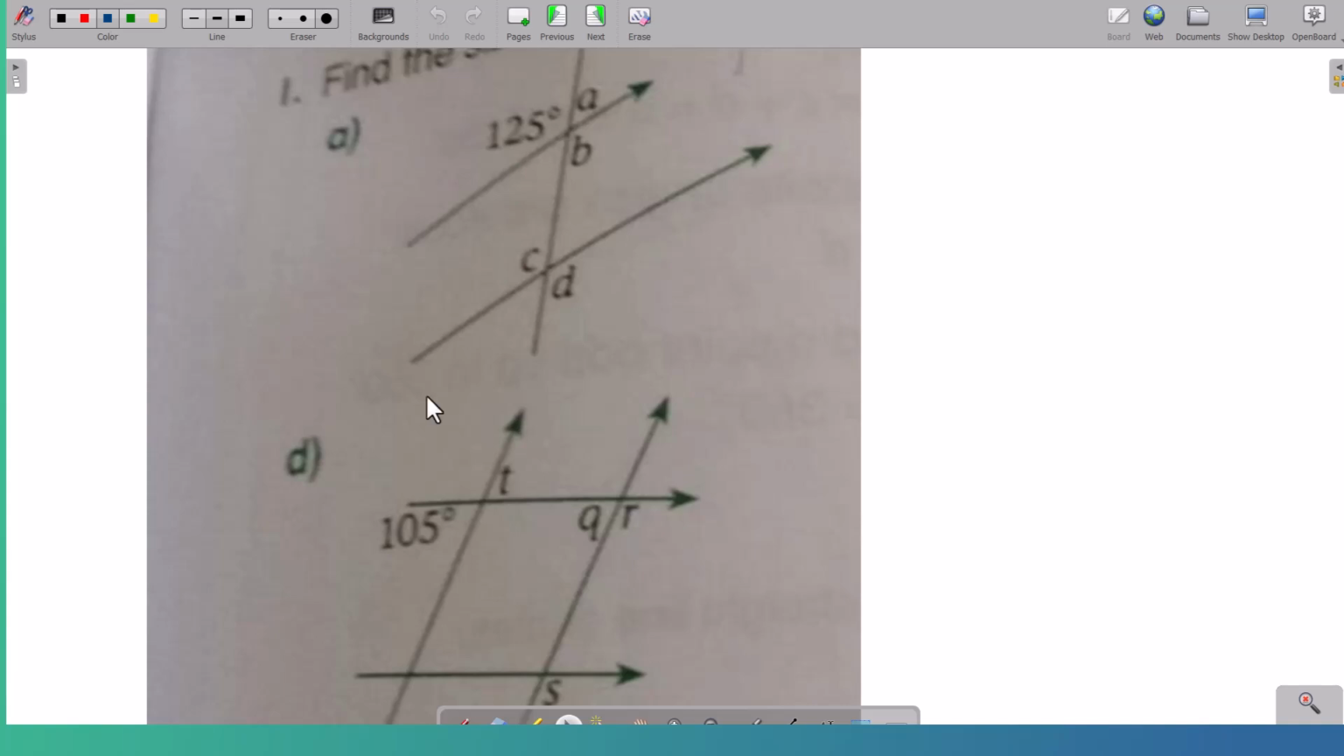Now as you can see here, our B is vertically opposite 125, ne? So we say our B equals to what? 125. Is that fine with you? B equals 125. Who can give us a reason here? Why do you say 125?